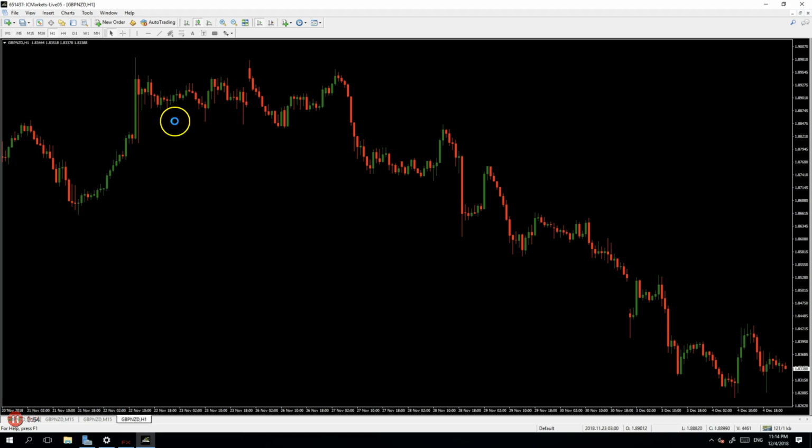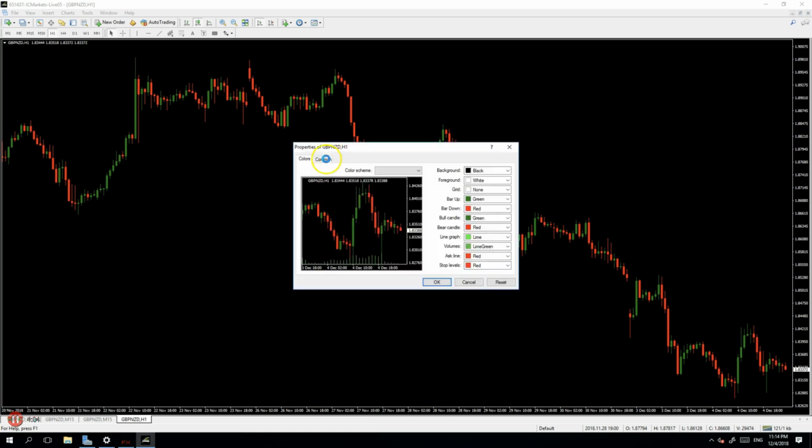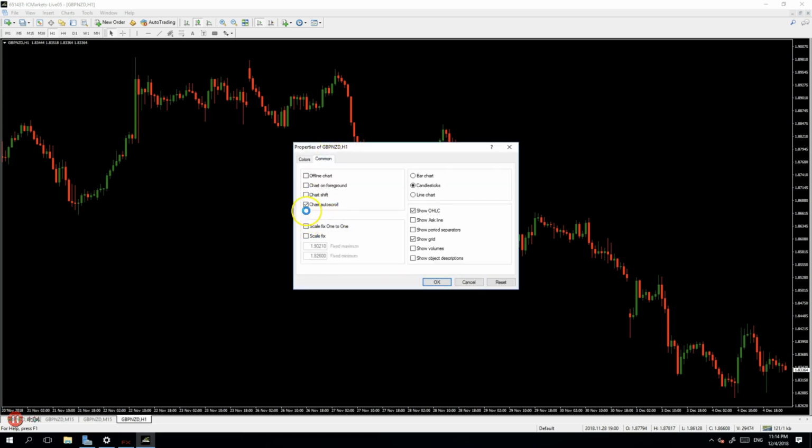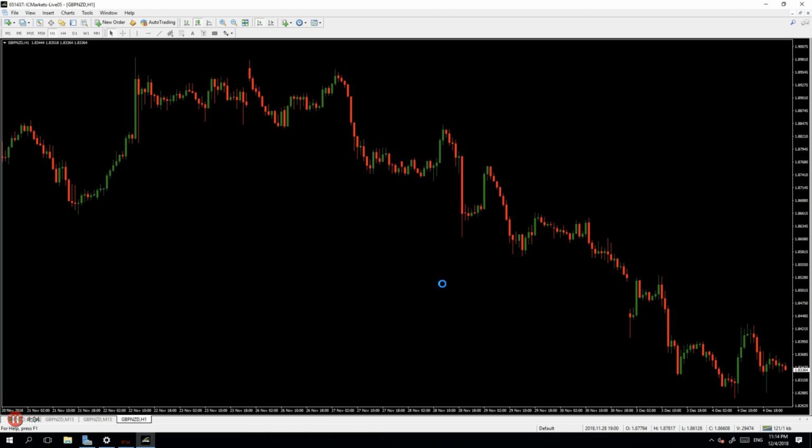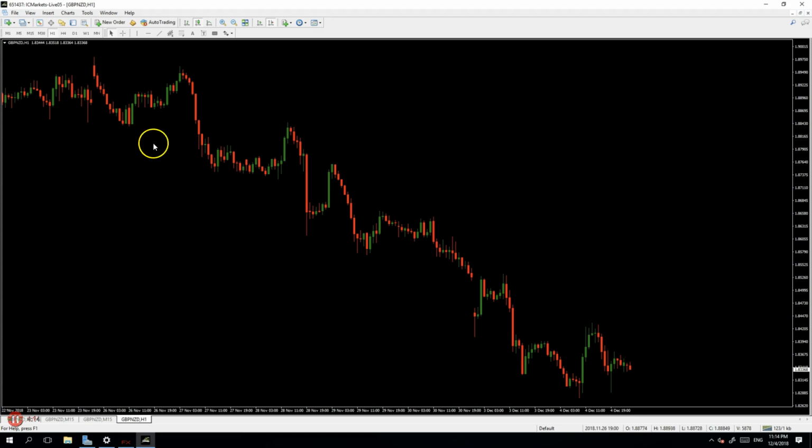Okay, I got my candles, and then I think there's something else I need to do here. Go to properties and then do chart shift. I want that. Okay, so it comes to this side, right? Okay, cool. So what I'm trying to do here, I want to add here 3 moving averages.